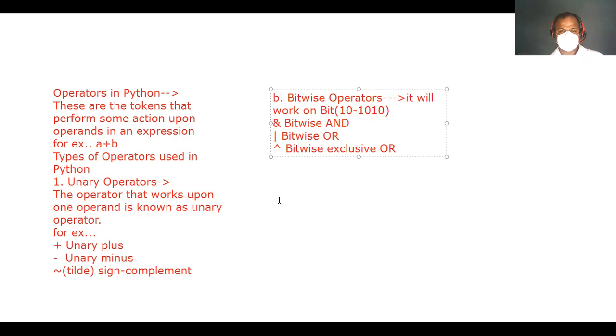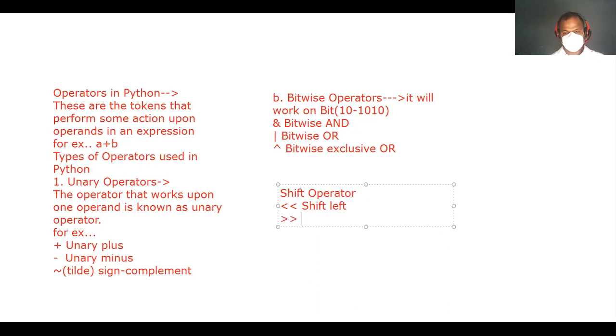And after this, let me write the next one: shift operators. So what are the shift operators here? We have two. This one is shift left, and this one is shift right. Shift left means it will shift the bits in the left direction, to the left side.